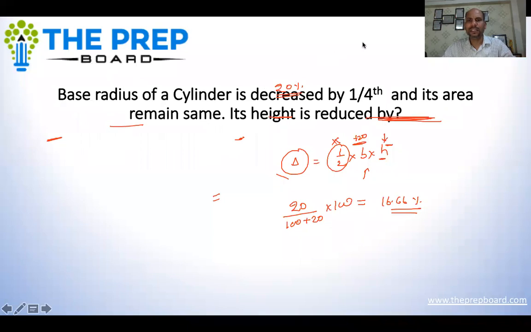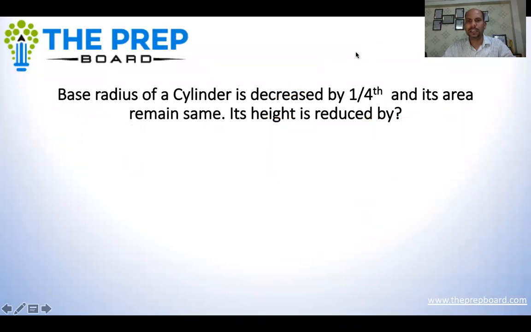So all these questions we can solve orally. You need not do anything. You just need to know when we can apply the formula. And if you just know the reciprocals, things become easier for you. The base radius of a cylinder is decreased by 1/4 and its area remains the same. Find out its height is reduced by.